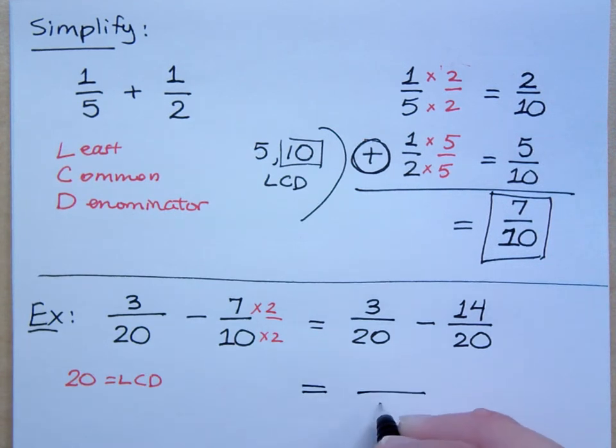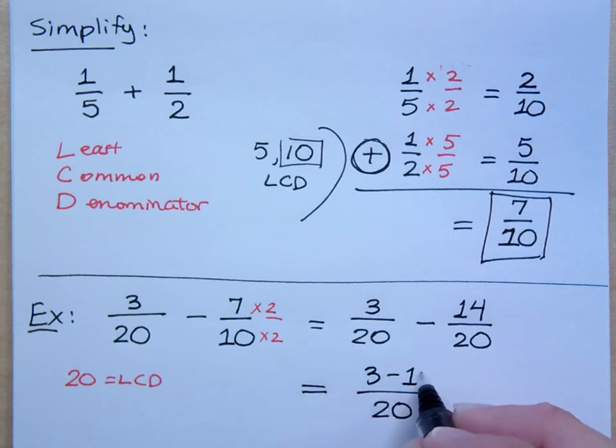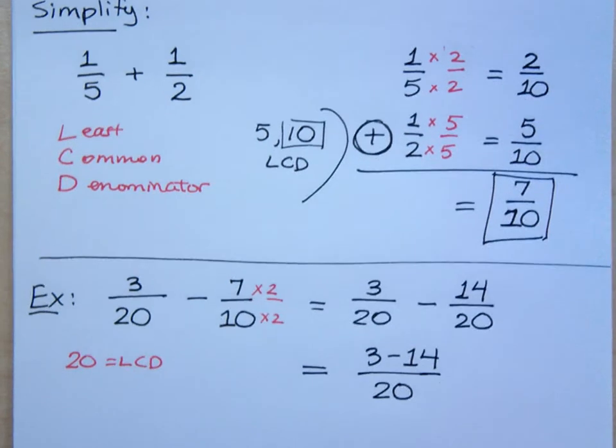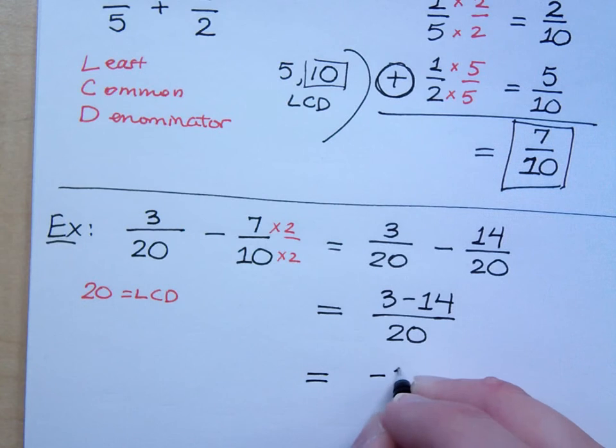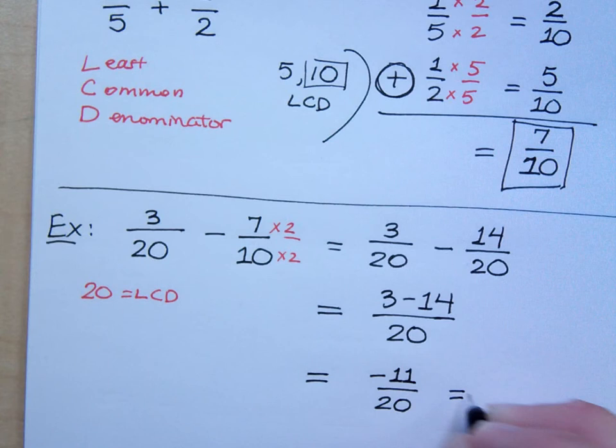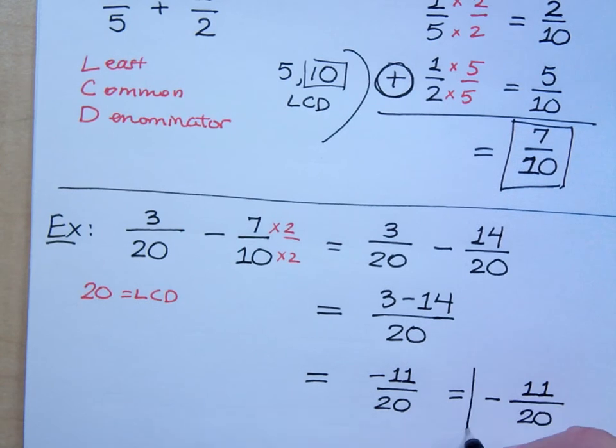So when I combine these guys, my answer is going to be over 20. And so this is 3 minus 14. Do y'all agree with that? And what's 3 minus 14? It's negative 11. Now, you could say negative 11 over 20. But most often the way that we write negatives with fractions is we write the negative at about the same level as the fraction bar. And we just say 11 over 20 like this. This is the preferred way of writing it.